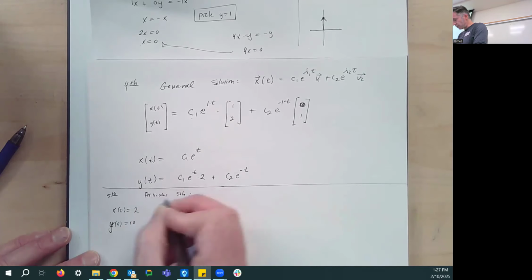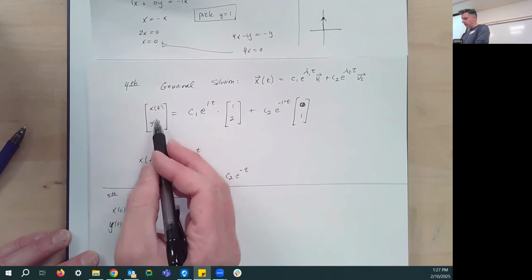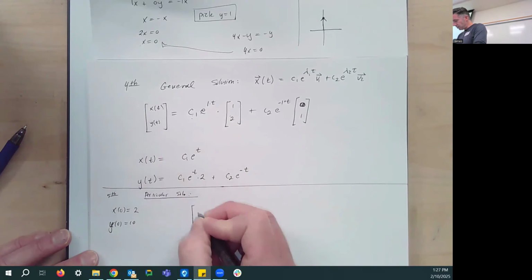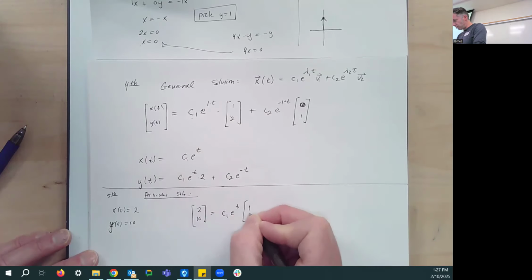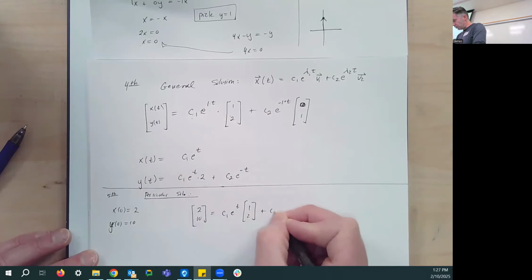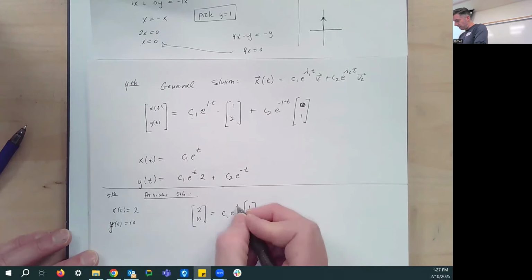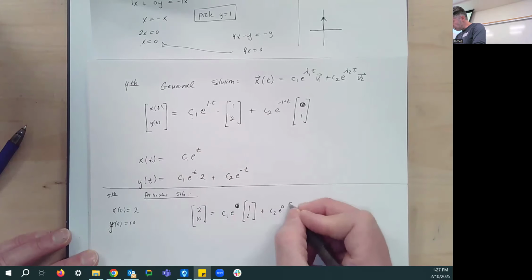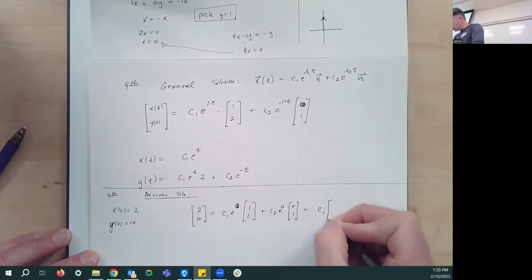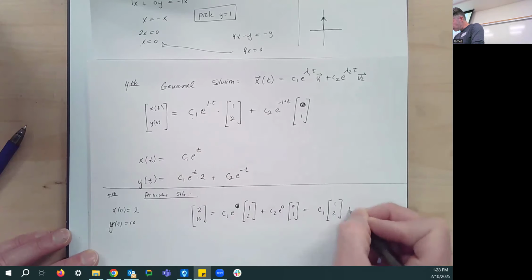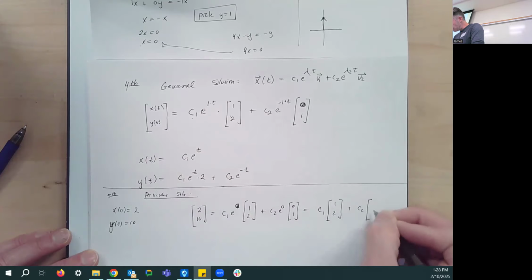Well, look at this. If I plug in 2 for x and 10 for y, I'm going to get 2, 10 equal to C1 e to the t times 1, 2 plus C2 e to the negative t times 0, 1. Oh, I'm plugging in 0 for t. Sorry, I forgot to plug in 0 for t. That gives e to the 0 times 1, 2, which is just C1 times 1, 2 plus C2 times 0, 1.